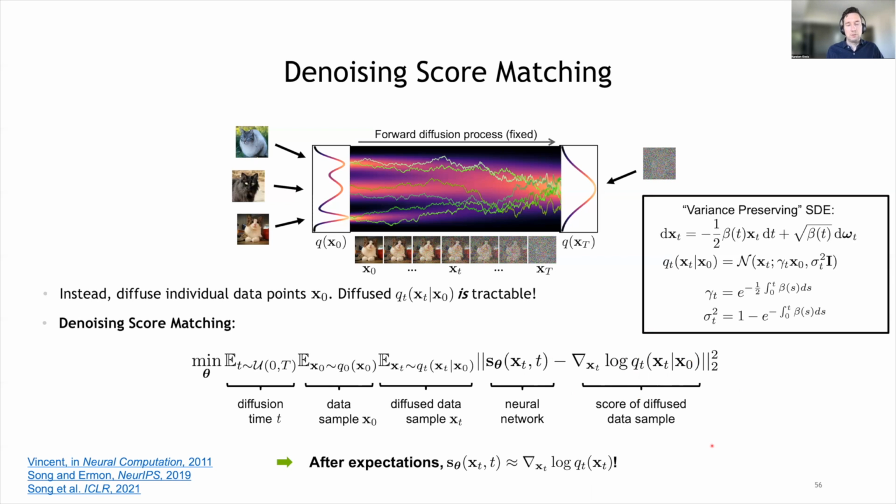And it turns out that after this averaging, considering the expectation, this neural network will still model the score of the marginal diffused data distribution. And this is exactly what we need in our diffusion model, or more specifically in the reverse generative SDE for generation. So this is great. In practice, diffusion modeling basically boils down to learning this score function.